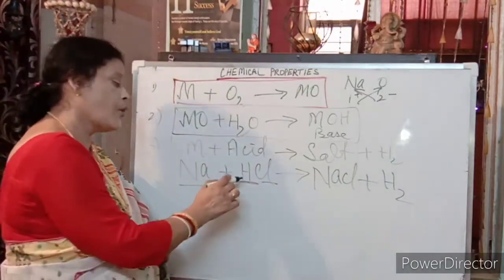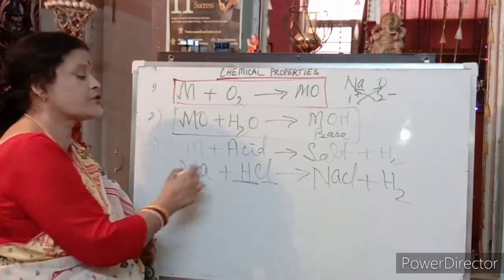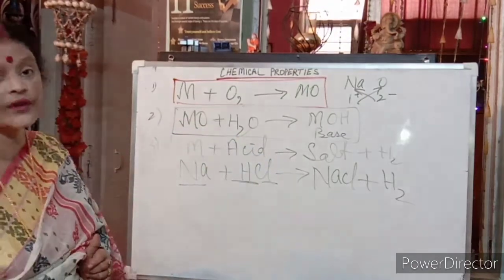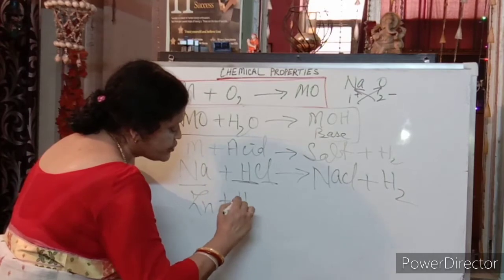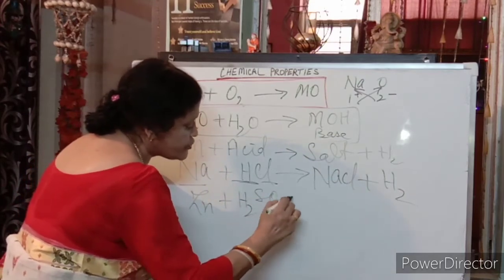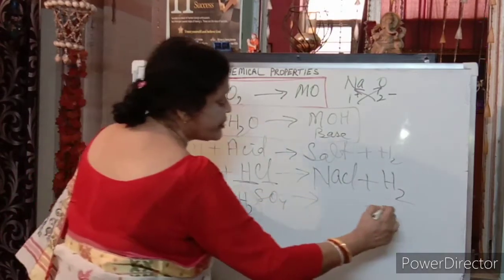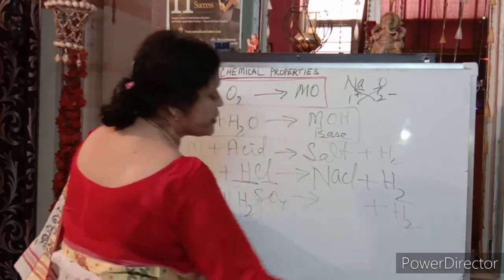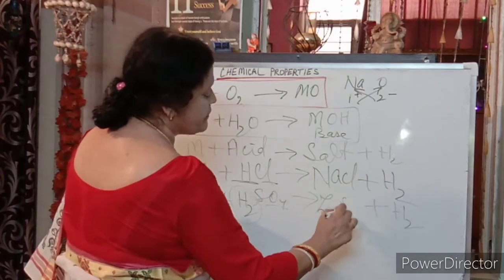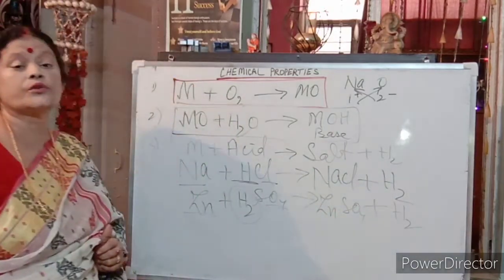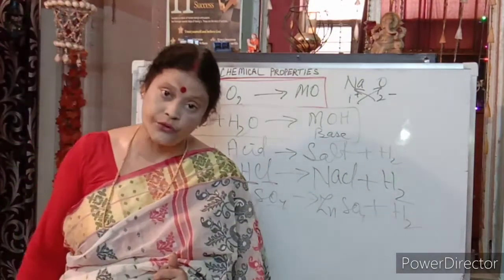What you have to do? Only release hydrogen, and for what is left out, you frame the formula and write it over here. Suppose I say Zn plus H2SO4. So this hydrogen releases with a pop sound, burns with a pop sound, and what is left is ZnSO4. Zn is 2, SO4 is 2 valency, so the 2 cancels, that is ZnSO4.